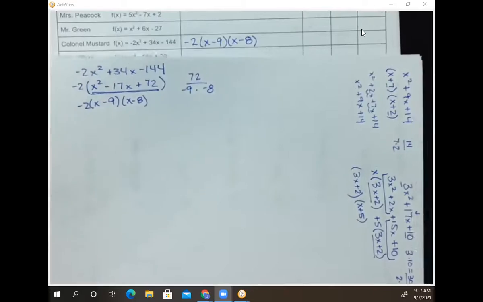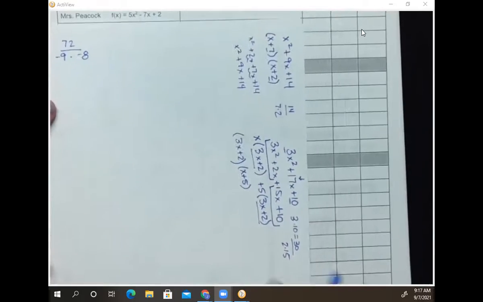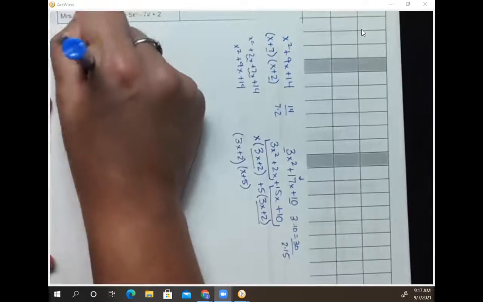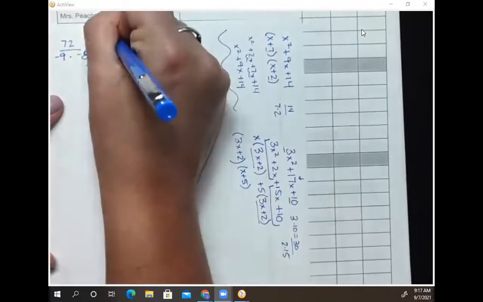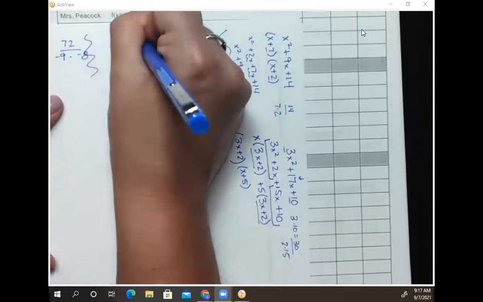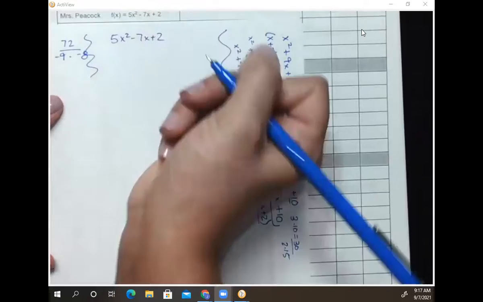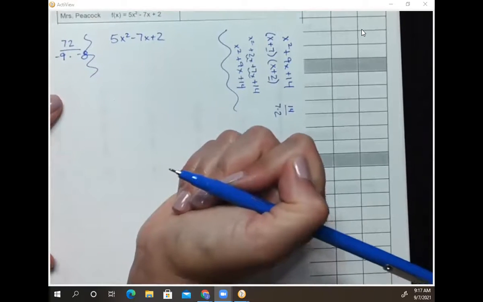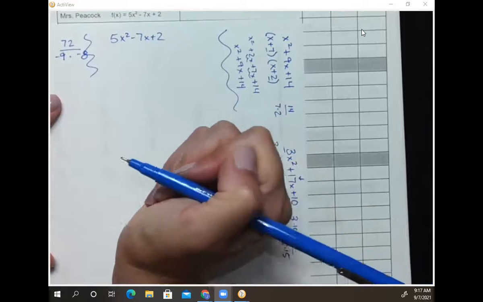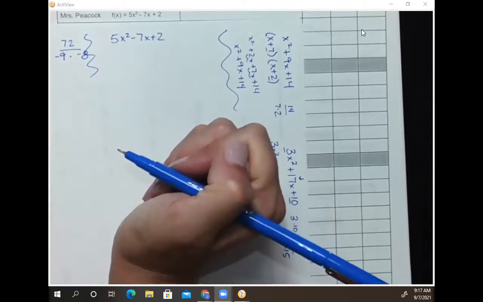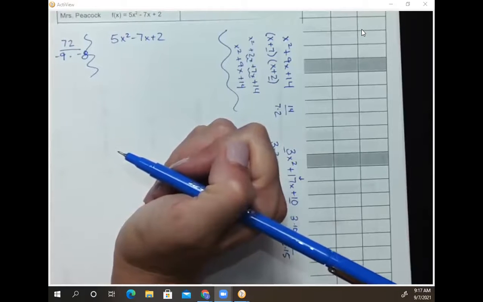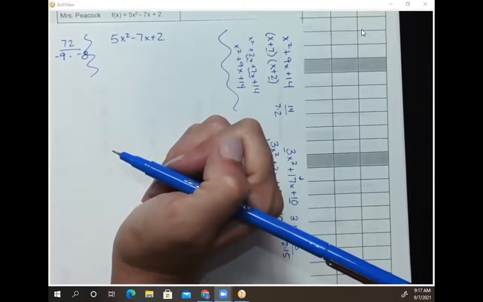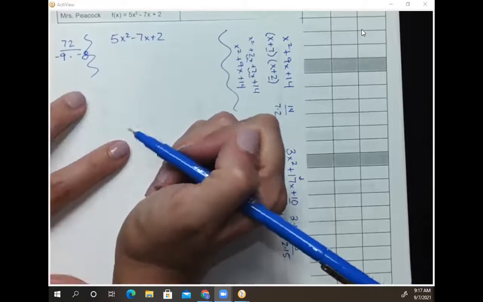Okay, let's do one more AC problem together. Let's take a look at this guy right here. So I have 5x squared minus 7x plus 2. Since I have a lead coefficient that's not 1, I'm going to use the AC method on this one. And I want you guys to see one more example of that AC method. Again, if you prefer guess and check, that's fine. I want to show you another option in case guess and check didn't work well for you in Algebra 1.